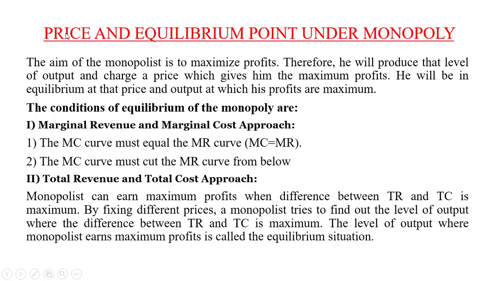So I'll repeat one more time. Price is determined by looking at the MC curve and MR curve. He wants to earn profit. Since he is the only seller, he can maximize the profit by charging different prices from different customers. And how is the equilibrium point reached? The equilibrium point is reached by looking at whether the total revenue curve is at its maximum compared to the total cost.